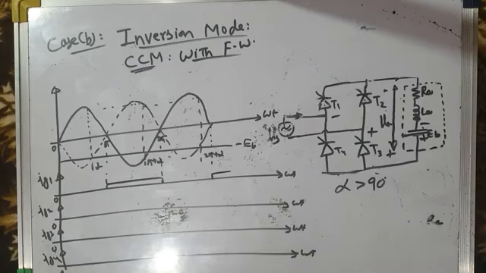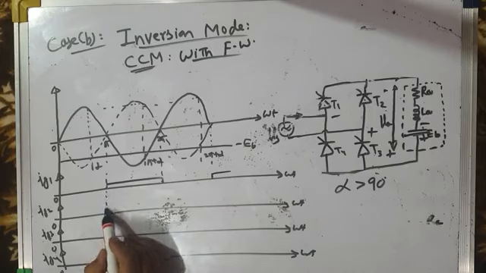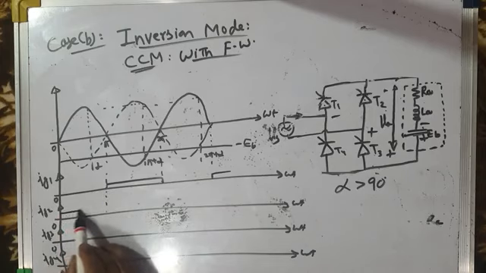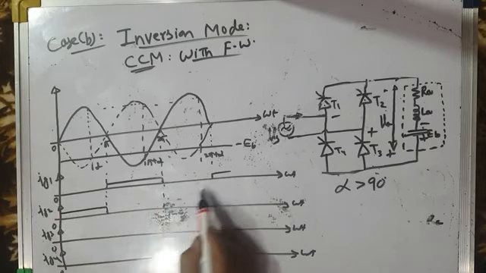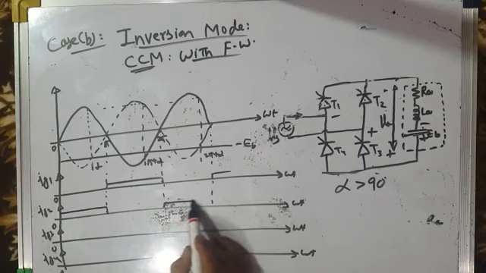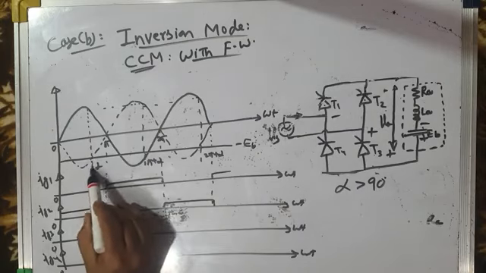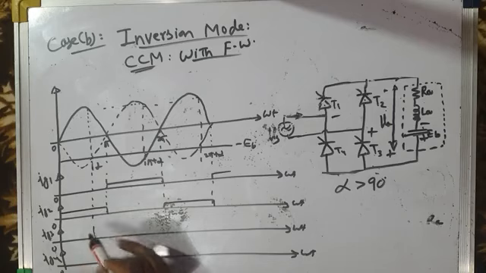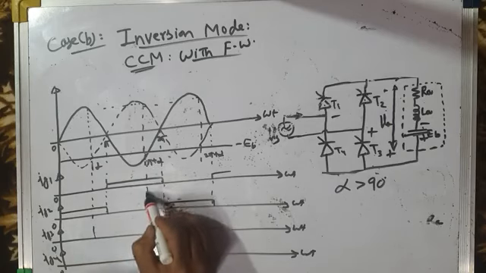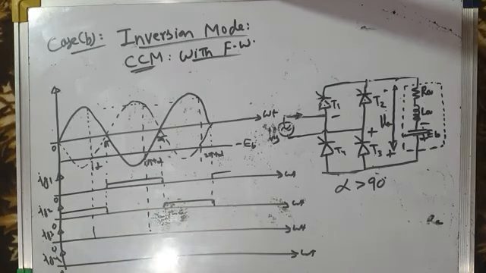What about IG2? IG2 will be just complementary to IG1. That means whenever IG1 is low, IG2 will be high, like this. And what about IG3? IG3 will be from this instant to this instant, from this firing instant to next firing instant. From here to here.